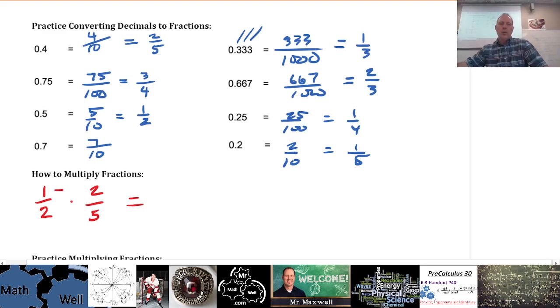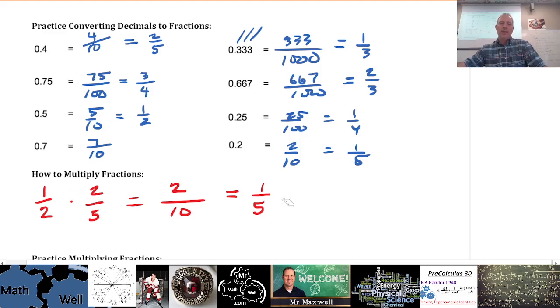All you do is multiply the numbers on the top straight across, however many there are, multiply them all up. So 1 times 2 is 2. And then you write your little line there, and then you multiply the numbers on the bottom. Now this can simplify to 1 over 5. Okay?